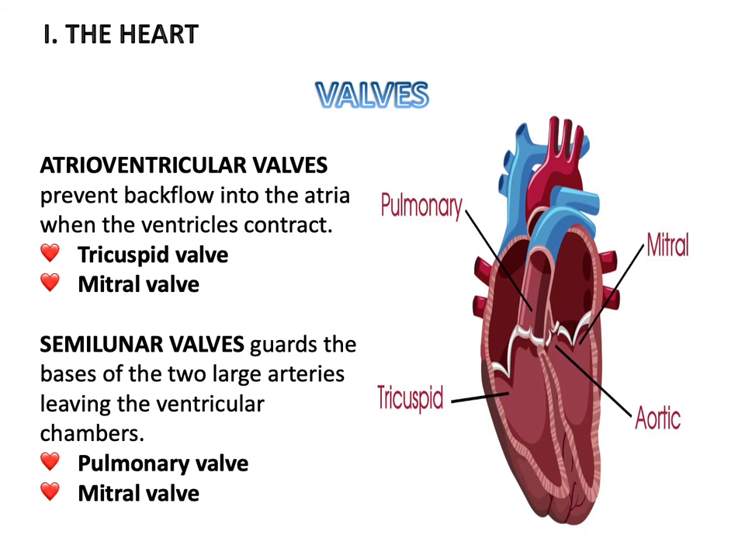Ang atrioventricular valves, yun ang tricuspid and mitral valve. The tricuspid valve is between the right atrium and the right ventricle. The mitral valve is between the left atrium and the left ventricle. AV valves are located between the atria and ventricles on each side.